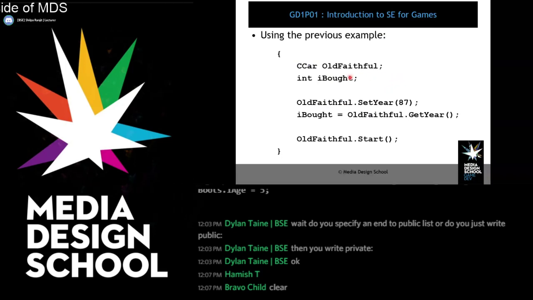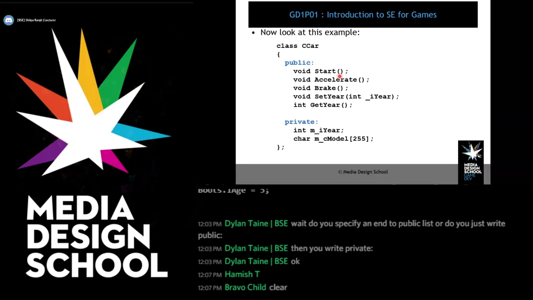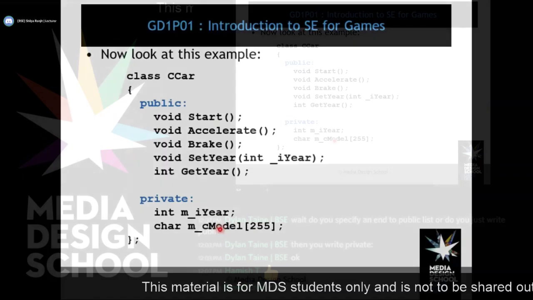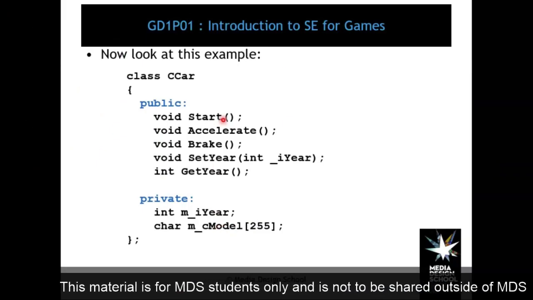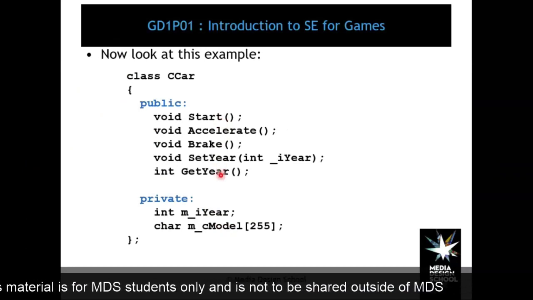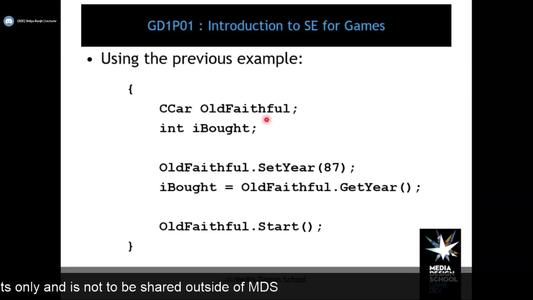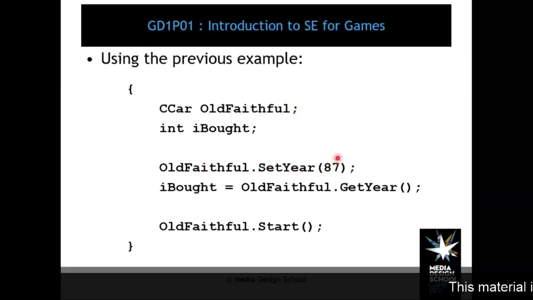So in this case, as you can see for this example, the year and the car model, in other words, all the data members are private. You wouldn't be able to access any of the data members directly. All you can access are just the member functions provided there. All right. So what we would do to access them is we create an object out of CCar, say oldFaithful, and then you can say oldFaithful dot setYear and pass a value there.